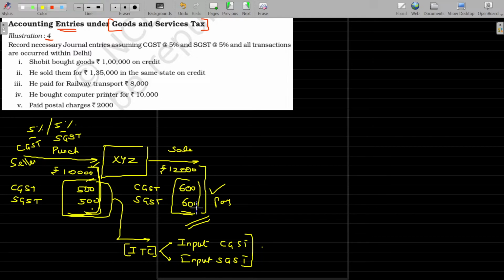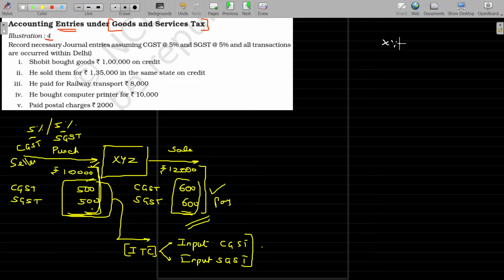Now, how is the CGST payment stream there? Well, let's see that now. If you are a trader, where you are buying the goods by paying the GST, and later by adding the profit you are selling, then of course you have to pay the GST also, right? You have to pay the GST also.